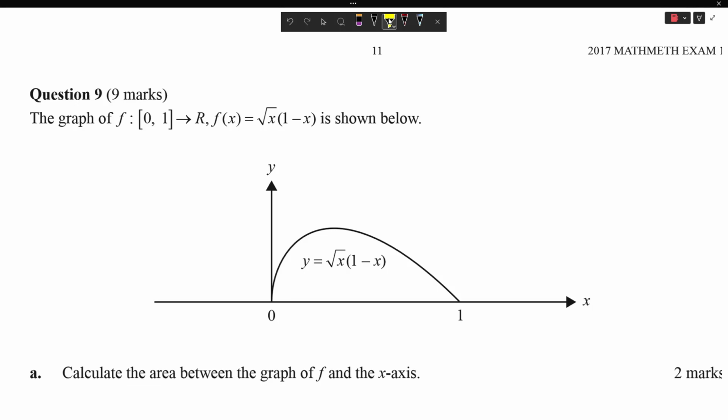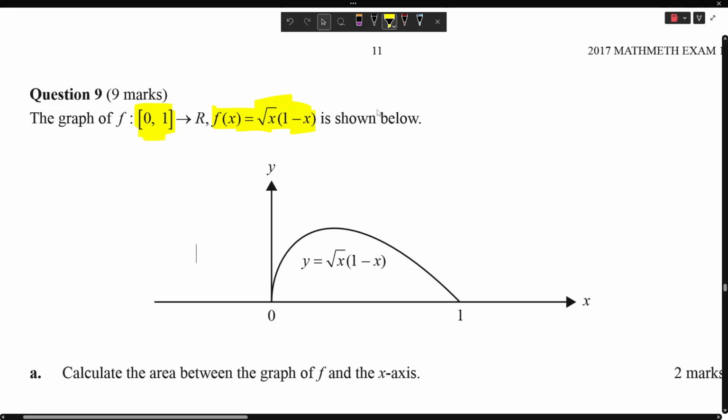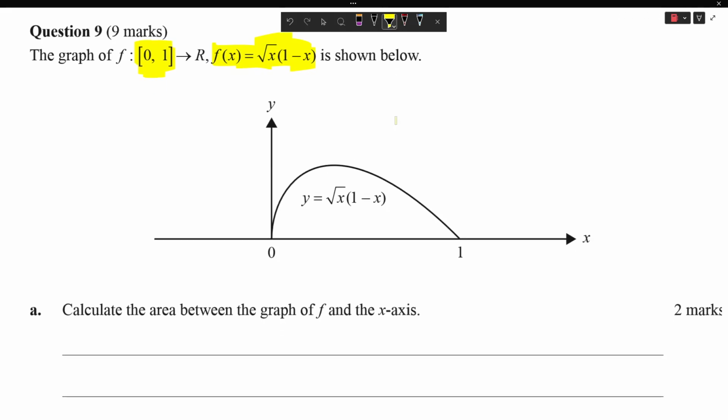Hey everyone, welcome back to the Methods 2017 Exam 1, and this video is going to be focusing on question 9a. This question tells us that the graph of f on a domain of 0 to 1 inclusive, which has a rule of square root of x times 1 minus x, is shown below. And our job is to calculate the area between the graph of f and the x-axis. So if I shade in this area, that's going to be this one.